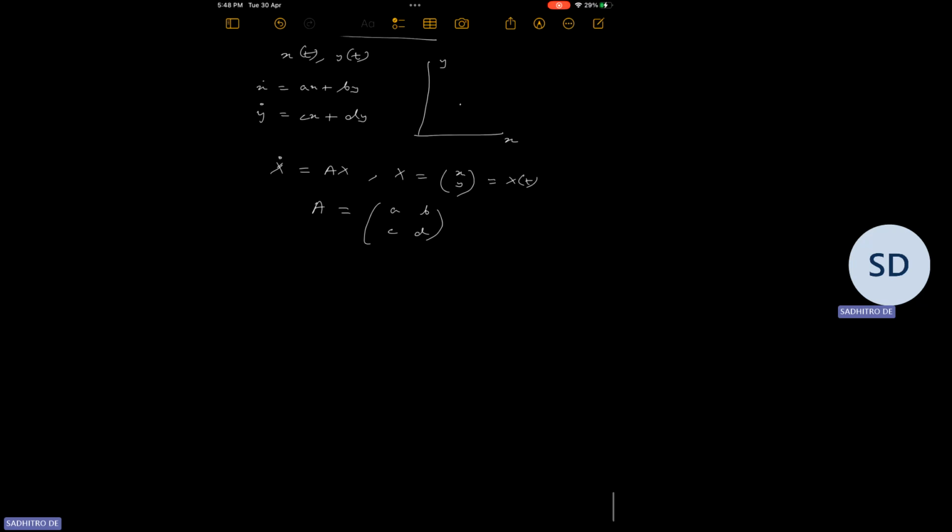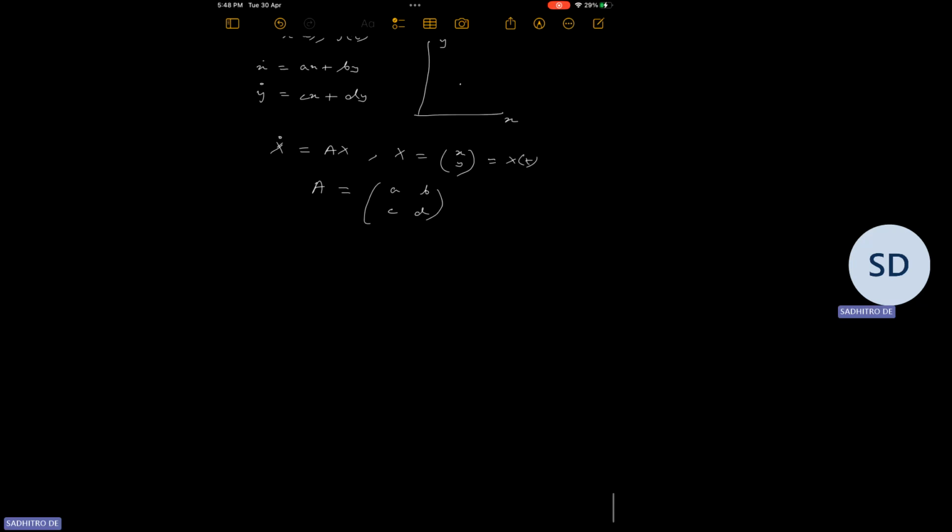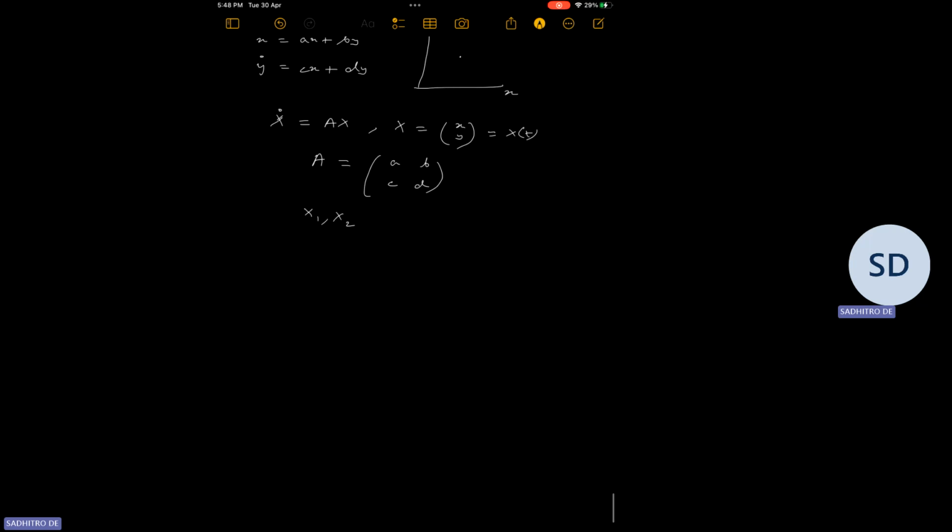Now suppose this linear system has two solutions. Because it's a two-dimensional system, it can have two solutions, which are x1 and x2. Then any linear combination of these solutions is also a solution. So we can write a general solution of the system, x of t, as c1 x1(t) plus c2 x2(t). So this is a general solution for this particular system.